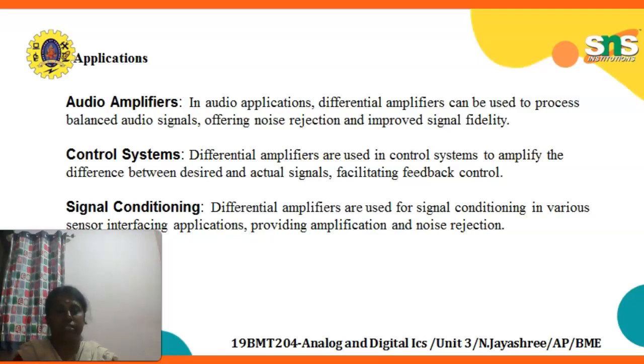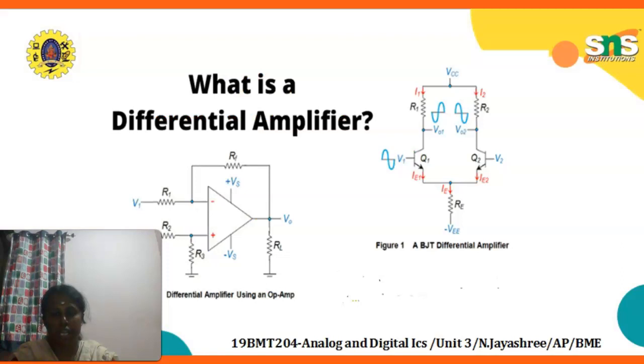Okay, so let us take the summary of today's class. What is meant by differential amplifiers? We saw that in a differential amplifier, we give the two input signals to the operational amplifier and it produces the output. One output is in phase with the input and another output is out of phase with the input, both together forming this output.